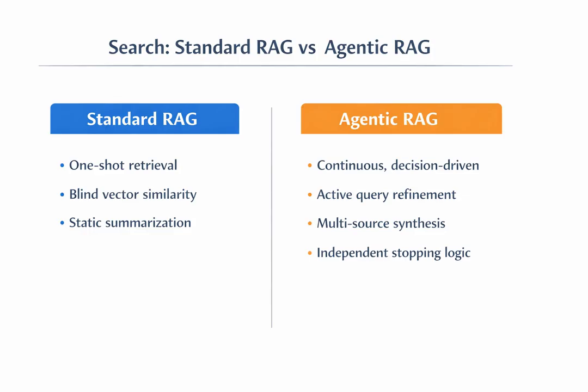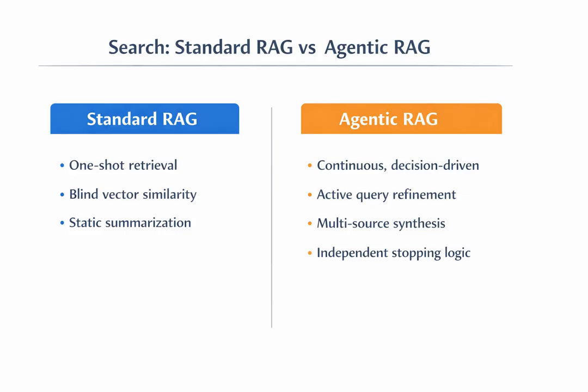Our second core component in foundational agentic reasoning is search. We are all likely familiar with Retrieval-Augmented Generation, commonly known as RAG. Traditional RAG is essentially a one-shot process. A user asks a question, the system blindly retrieves a few top documents based on vector similarity, and the LLM summarizes those documents. Agentic RAG, however, fundamentally turns retrieval into a continuous, decision-driven process.